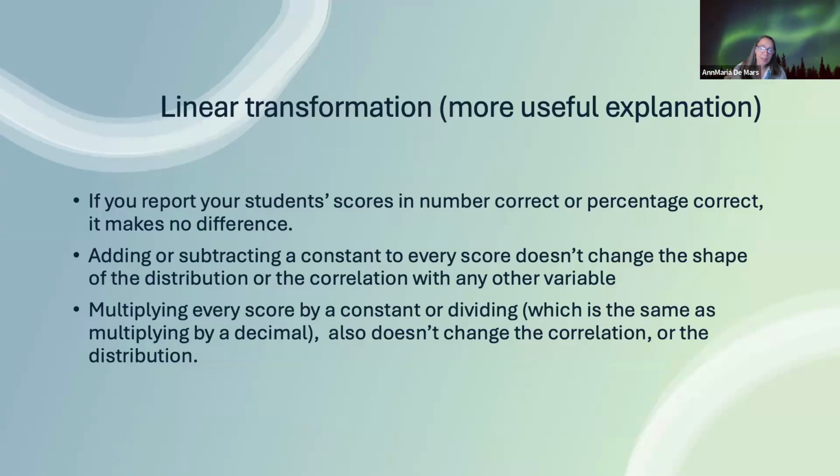And you maybe didn't think of it in the sense of doing linear transformations, but you probably have really dealt with this every day, because if you report your student scores as the number correct or the percentage correct, it has no real difference. It has no difference in which students got the highest score, which students got the lowest score, how well your score is correlated to other things.